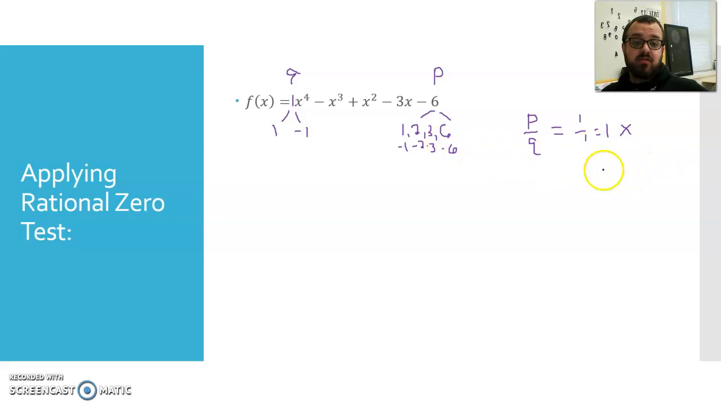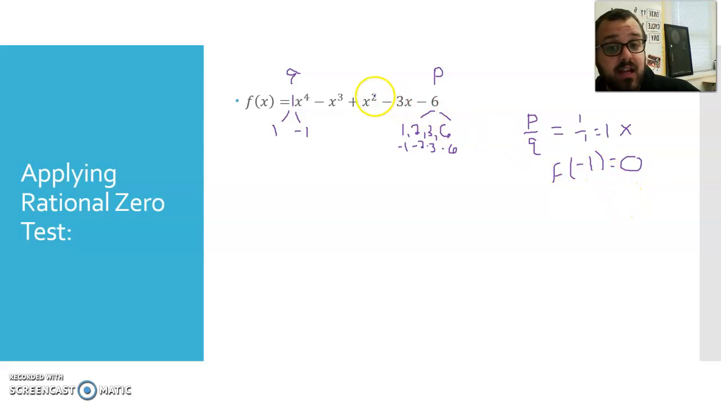Now, what might work is the next one I would think of, which would be negative 1. Let's try negative 1. So f of negative 1, when I plug that in, is that going to work? Will that get me out 0? So when I plug in negative 1, we're going to have negative 1 to the 4th minus negative 1 cubed plus negative 1 squared minus 3 times negative 1 minus 6, and lo and behold, I got 0 for that one. Negative 1 is a root, it is a factor. So negative 1 is a root that goes into this.